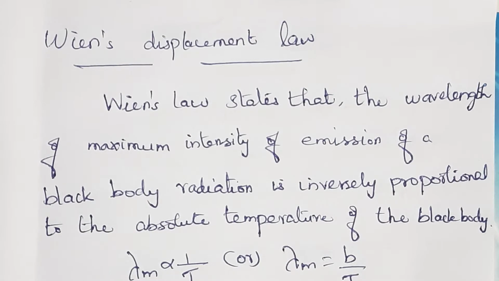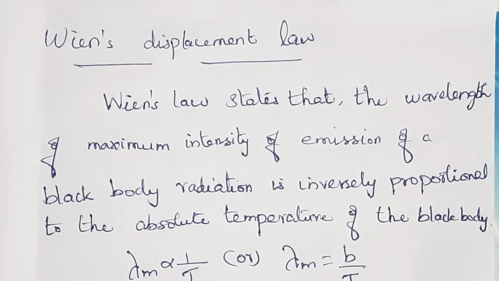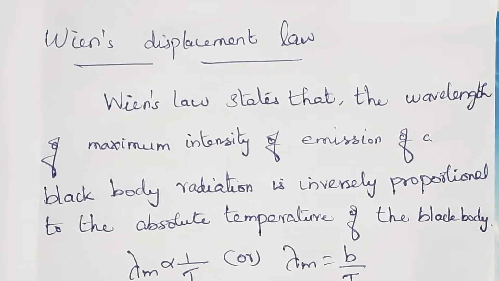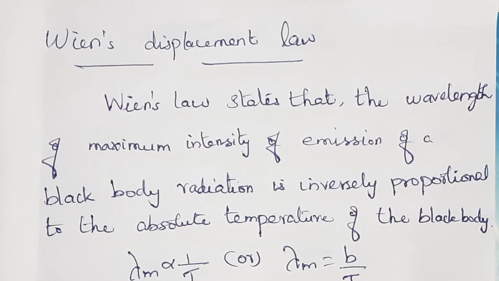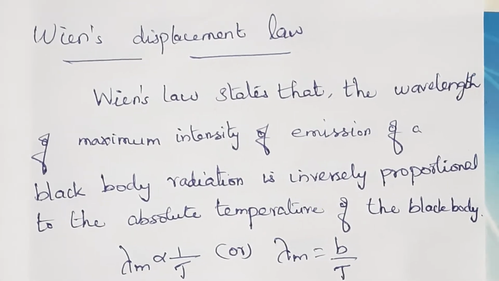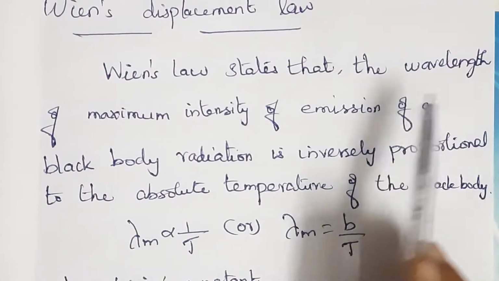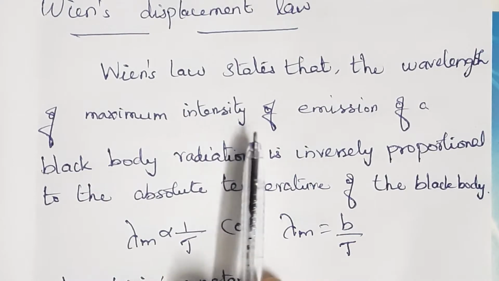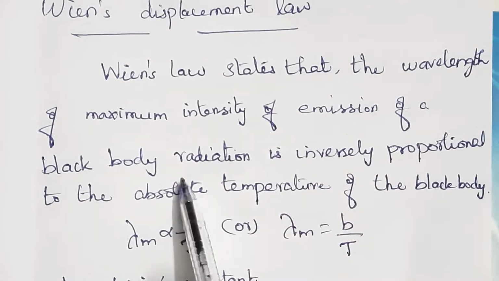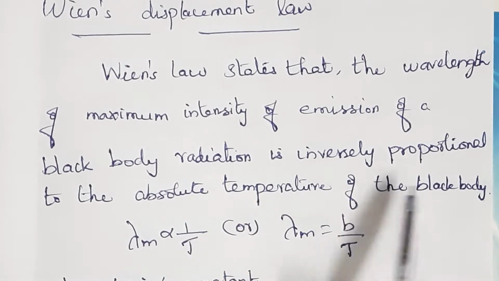Radiations have different wavelengths and all are emitted, but the wavelengths will not have equal intensity. So we can state Wien's law. Wien's displacement law, or Wien's law, states that the wavelength of maximum intensity of emission of a black body radiation is inversely proportional to the absolute temperature of the black body.